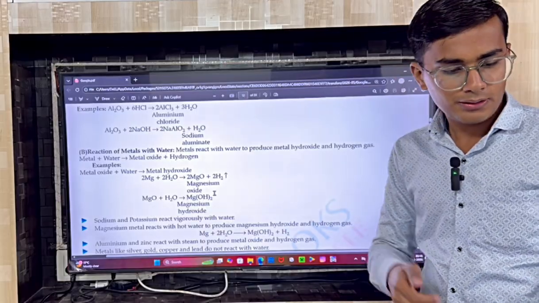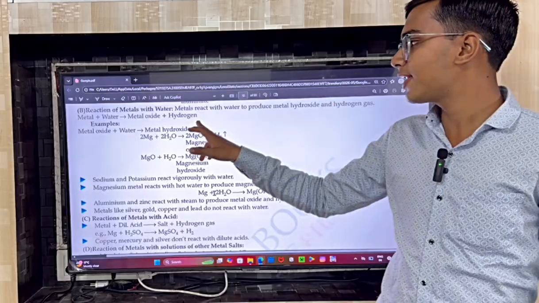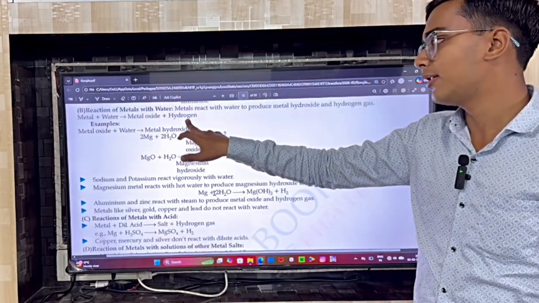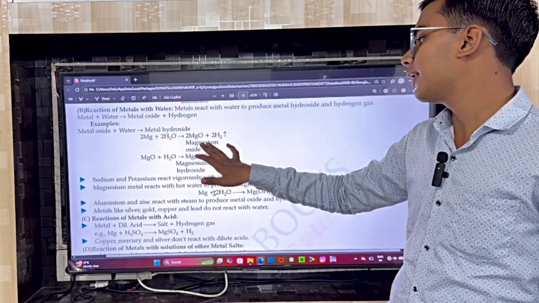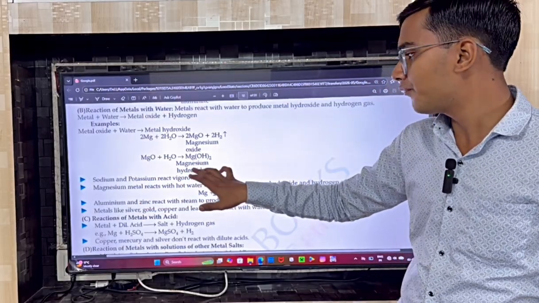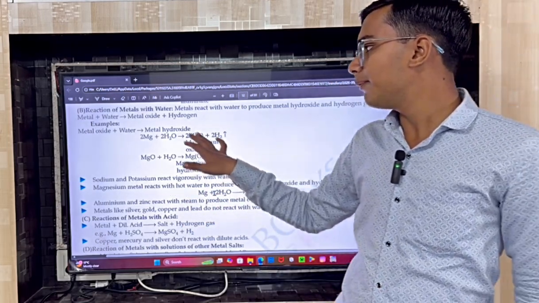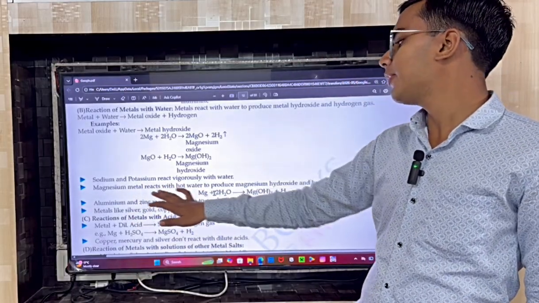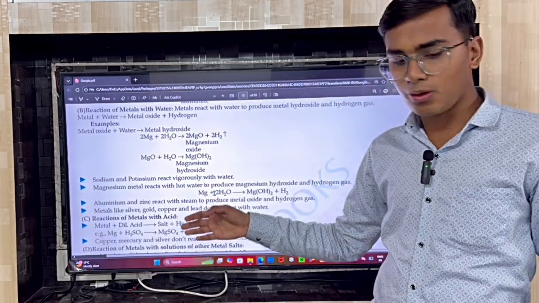Reaction of metals with water. When a metal reacts with water, it produces metal hydroxide and hydrogen gas is released. Here, if we take the example of magnesium with water, it forms magnesium oxide, and MgO with water forms magnesium hydroxide. Sodium and potassium both react fast with water. Magnesium metal reacts with hot water to produce magnesium hydroxide and hydrogen gas.